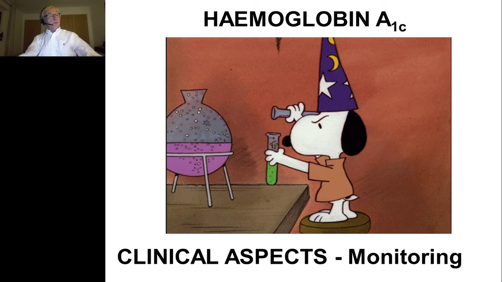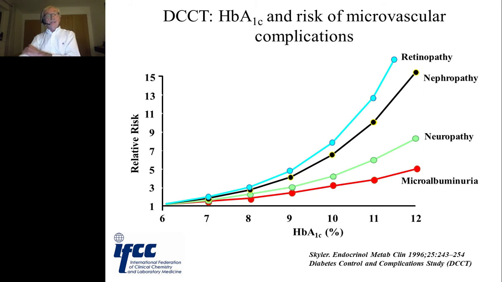Okay, so how are we going to use this to monitor our patients with diabetes? Well, hemoglobin A1c became important from the publication of the DCCT study, the Diabetes Control and Complications Trial in type 1 diabetics in America, where we could see that as hemoglobin A1c values increased, so did the rate of retinopathy, nephropathy, neuropathy, and microalbuminuria. And the higher the value, the greater the increase in these complications.